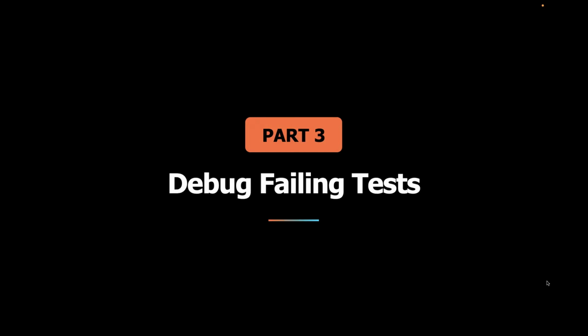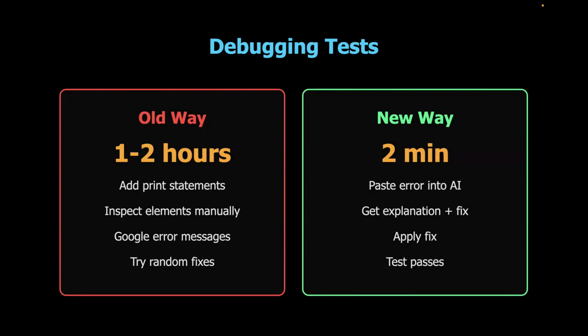Now, the third area where you can use AI is basically to debug the failing test cases. Using the old way, it takes 1 to 2 hours, right? Where you add print statements, you inspect elements manually, you Google error messages, and then you try some random fixes. But with the new way, which is using AI, it can be done in 2 minutes. You paste your error into AI, you get the explanation, you apply the fix, and then your test passes. So basically, here it is 30 times faster.